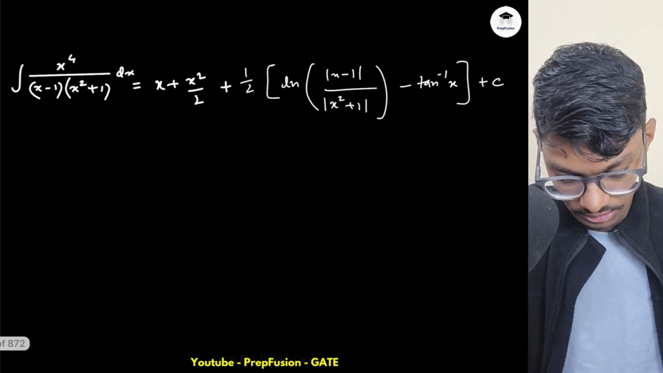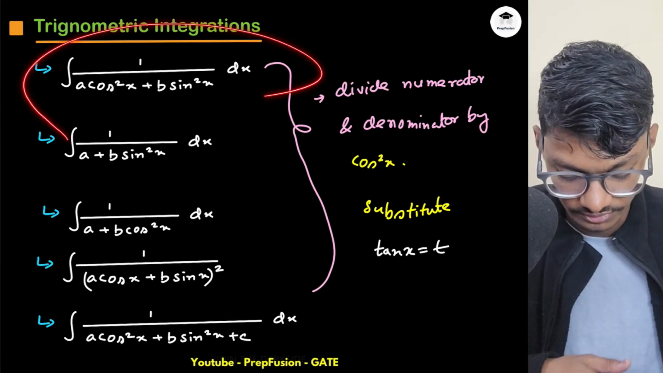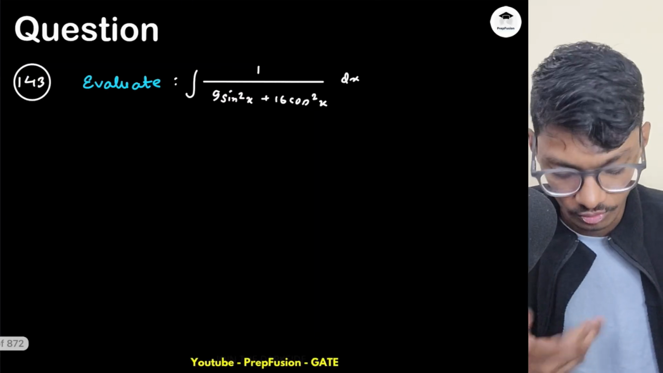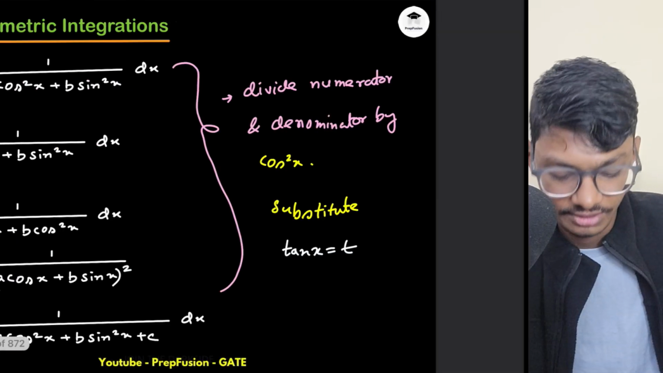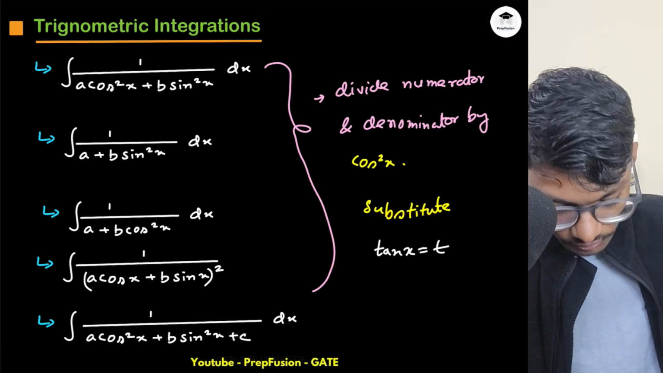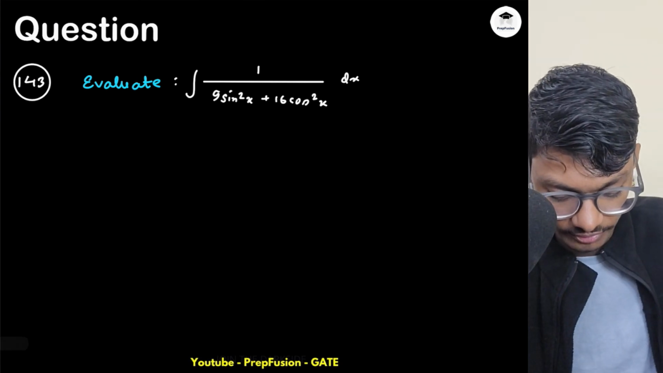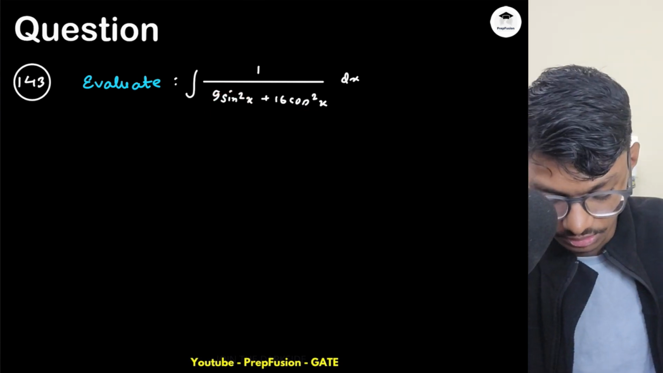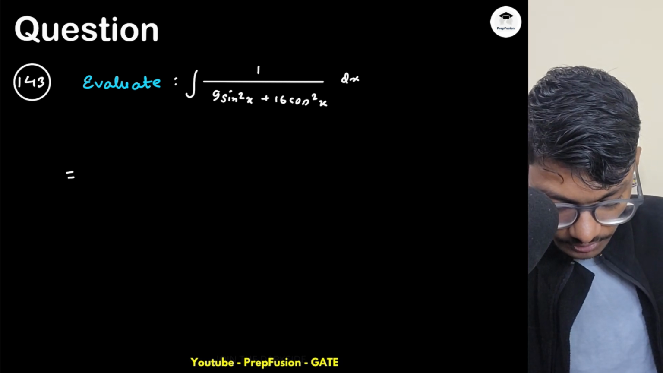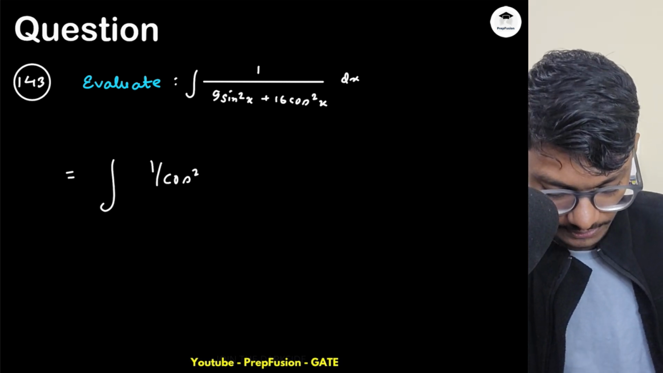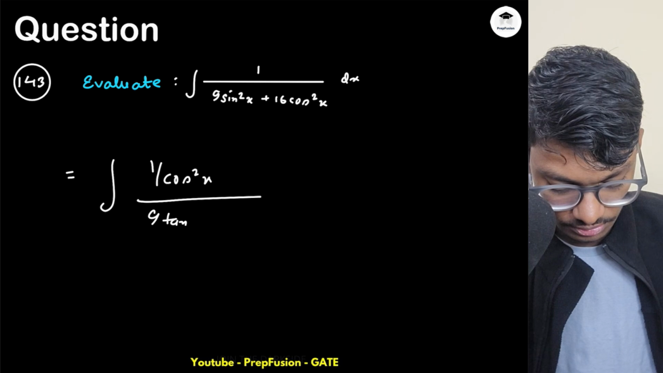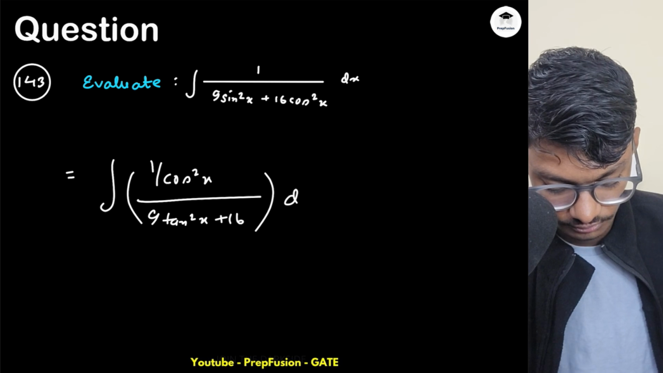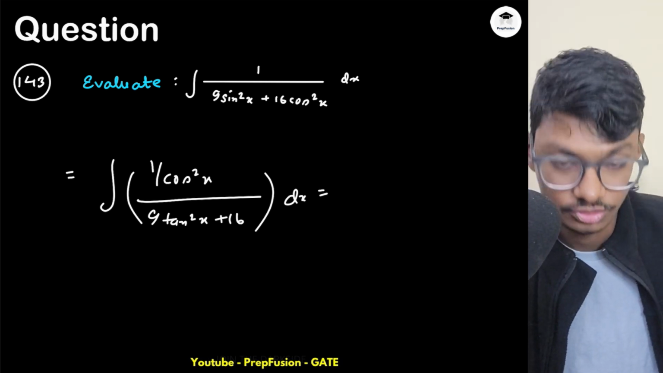And then I gave you a few trigonometric integrations. So if I have something like a cos square x plus b sin square x, how to solve this. I gave you this, so like this one I will do. What you do is try to convert everything into tan. So I will divide by cos square x on both numerator and denominator. So this will become 1 by cos square x divided by 9 by tan square x plus 16, into dx.